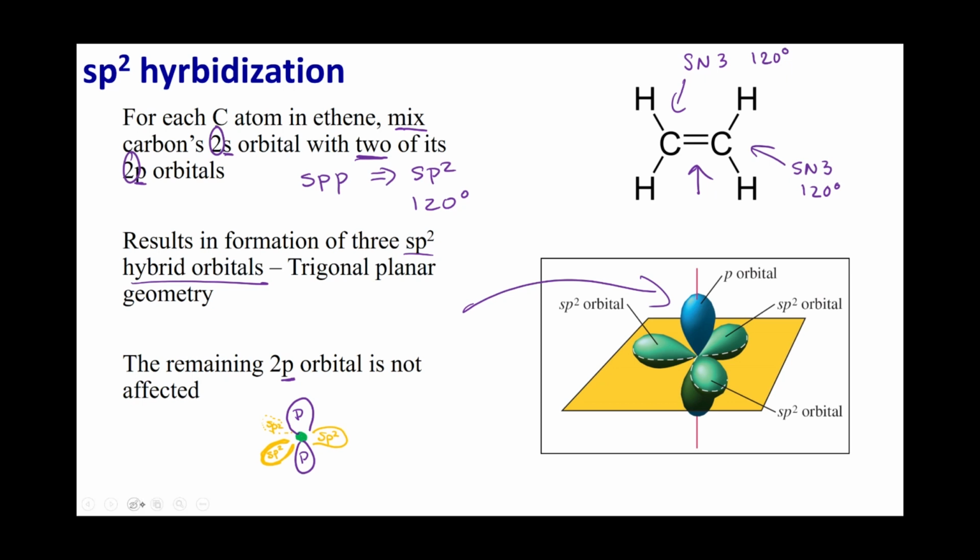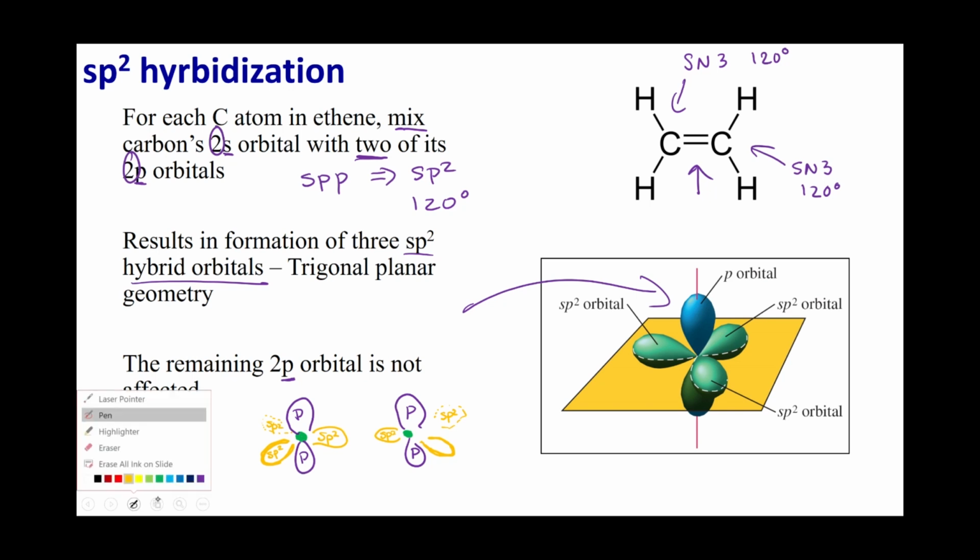And I'm going to do the same for the other carbon. I got my carbon in the center. I got an unhybridized p orbital. And I got my sp2 orbitals 120 degrees apart from each other. So one is going to the right, one is going towards you guys, and one is going backwards like so. So let's go ahead and use the model.